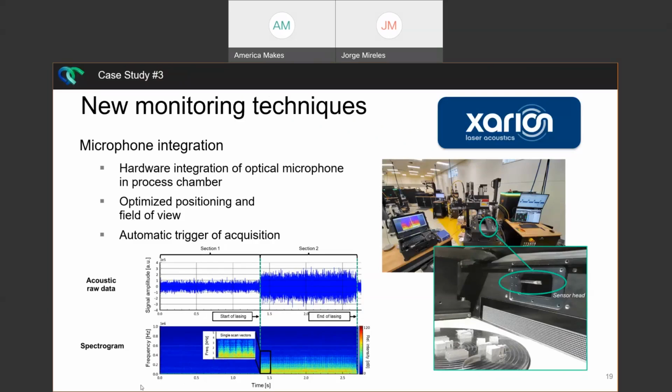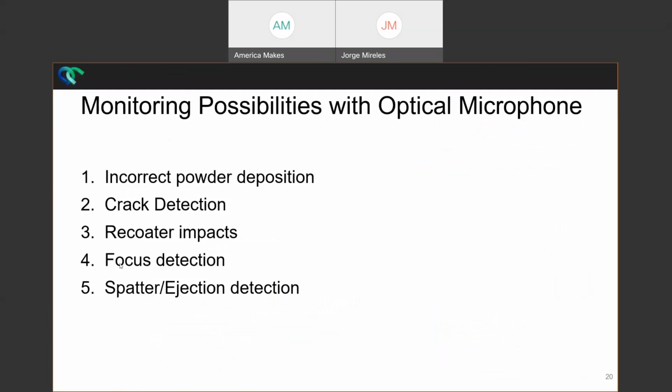So I think this is pretty cool. It really has enabled a few different monitoring capabilities that in some cases are better than our on-axis or coaxial monitoring methods. So the 5 things I'll touch on here briefly, I'll review the optical microphone being able to detect incorrect powder deposition, crack detection, recoater impacts, focus detection, and spatter or ejection detection.